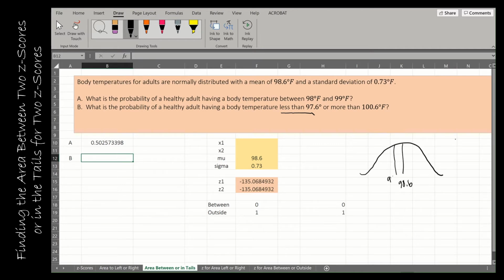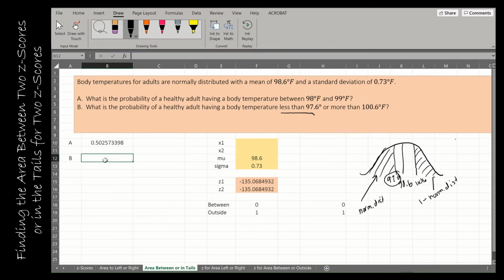97.6 is here, and I want less than that. And then 100.6 is over here, and I want more than 100.6. So we know already how to find this one. This is just the regular norm dist function, because that finds the area to the left. So I'm going to find the left of 97.6. And then 100.6, remember, if I'm finding the area to the right, that's 1 minus norm dist. And then on this one, I just have to add the two together.